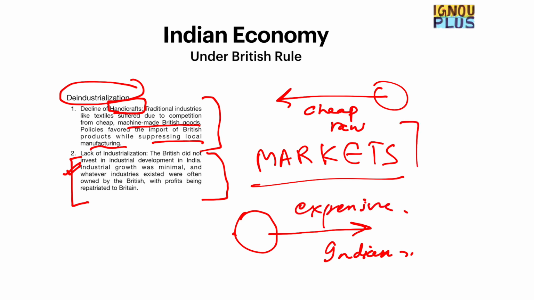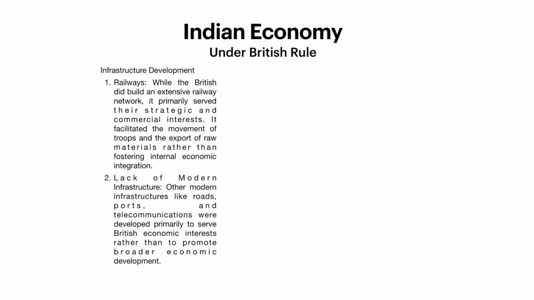So bought cheap and sold expensive. And they made huge profit in doing that. So it was two-way draining of our wealth. They were buying cheap and selling expensive.